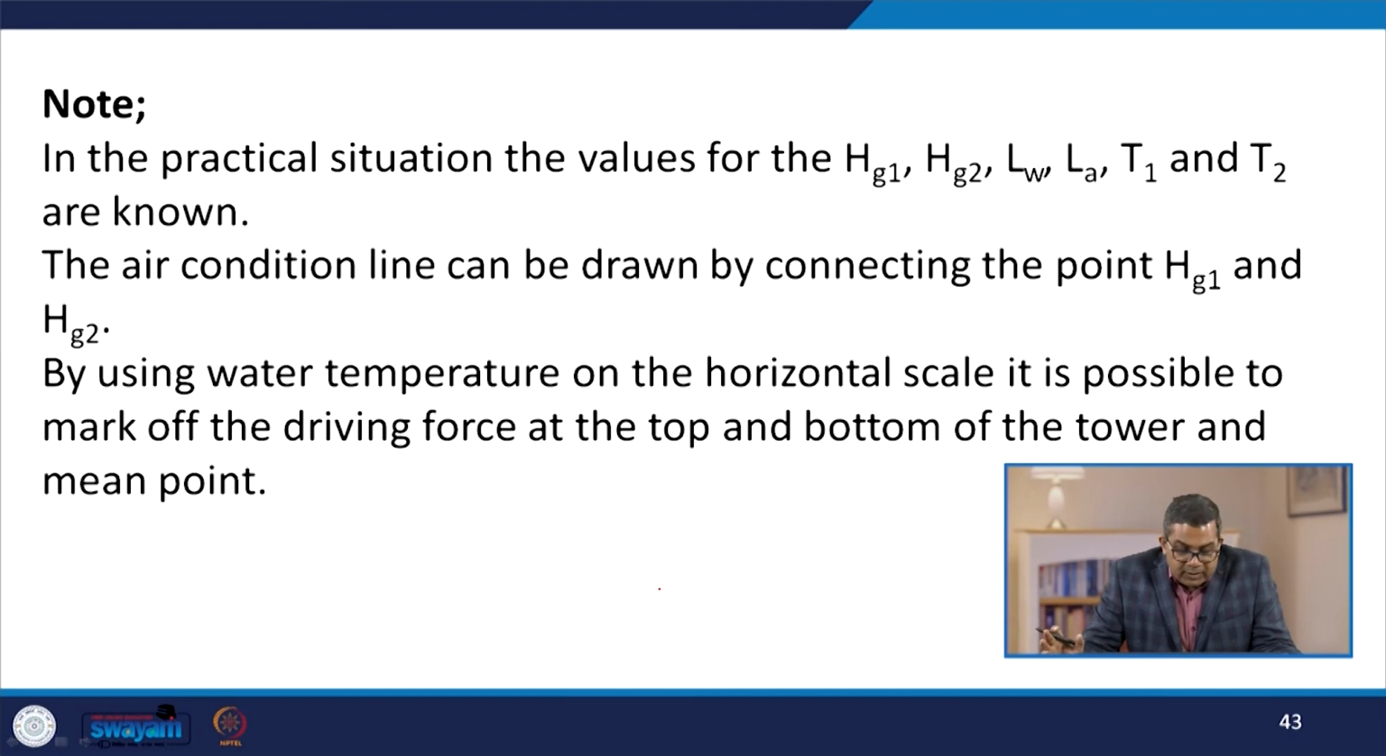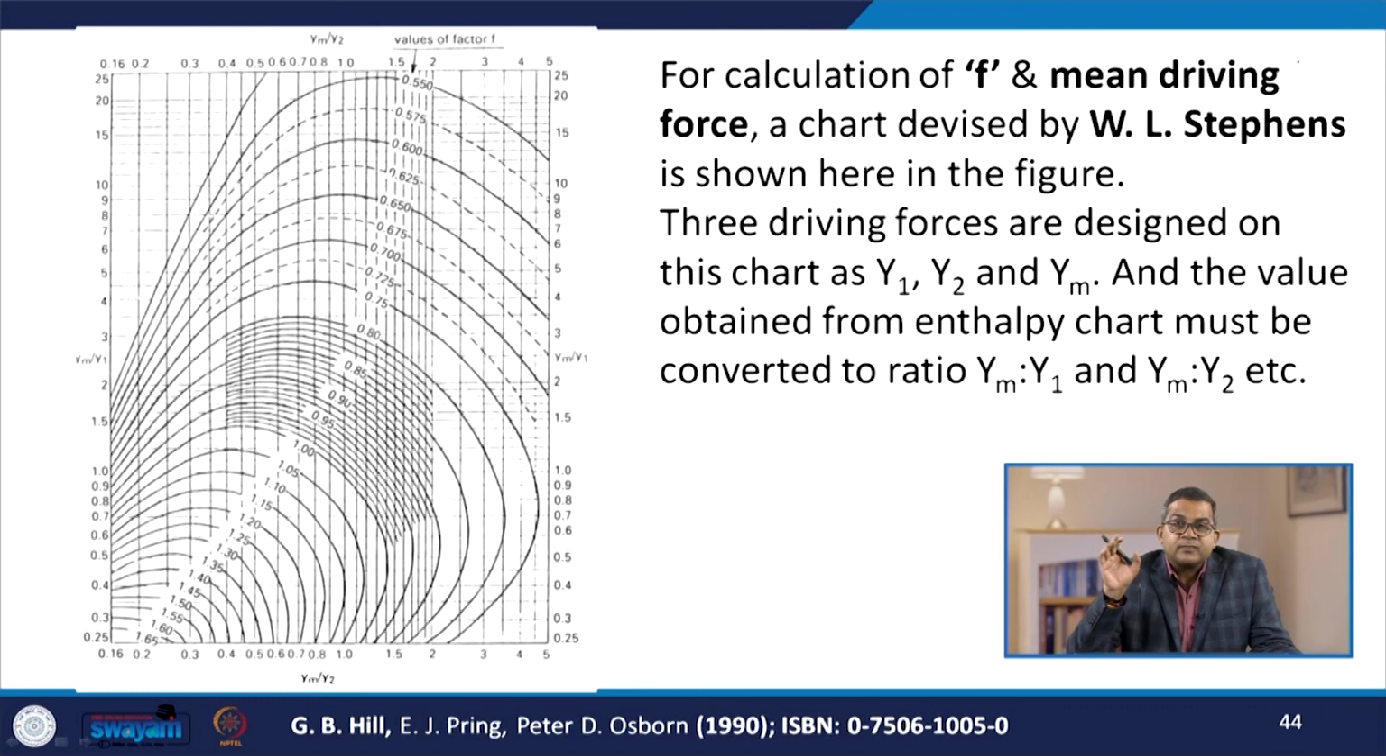Now, in a practical situation, the values for Hg1, Hg2, LW, LA, T1 and T2 are known. The air conditioning line can be drawn by connecting the points Hg1 and Hg2. You can see that this is the delta Hm which we were talking about. Now, by using the water temperature on the horizontal scale, it is possible to mark off the driving force at the top and the bottom of the tower and at the mean point.